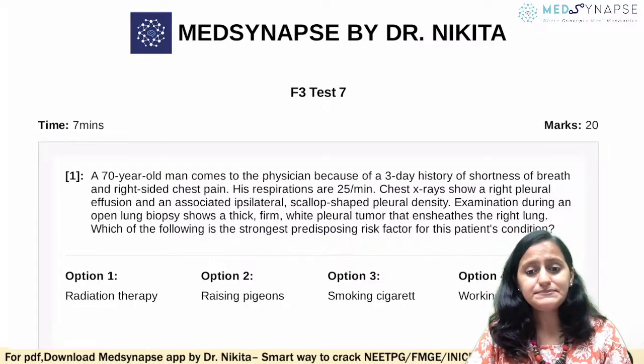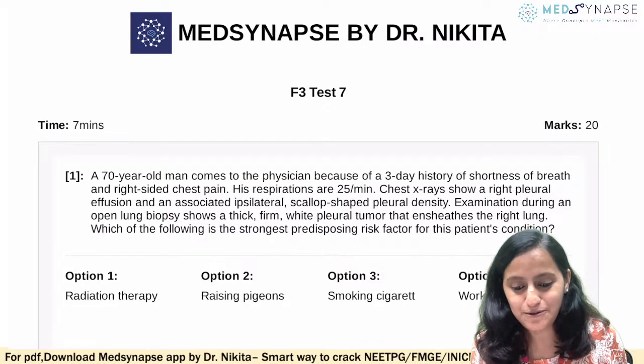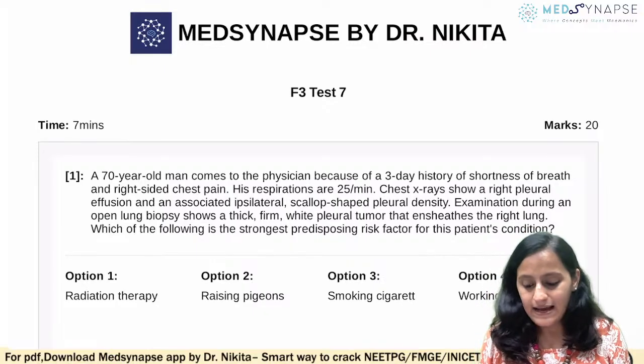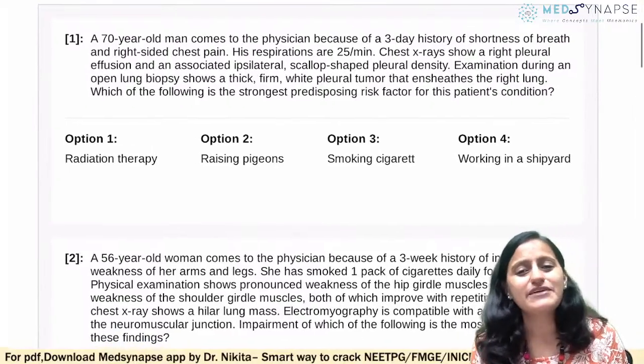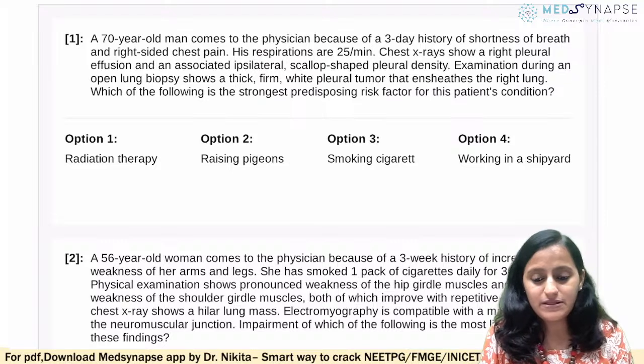Okay. So let's start discussing today's questions. I hope all of you have fared well in the Fast 5 Test 7. And these are the questions that are very, very frequently asked in the exam. Okay. So starting with the first one, what do you think the first question is telling about?